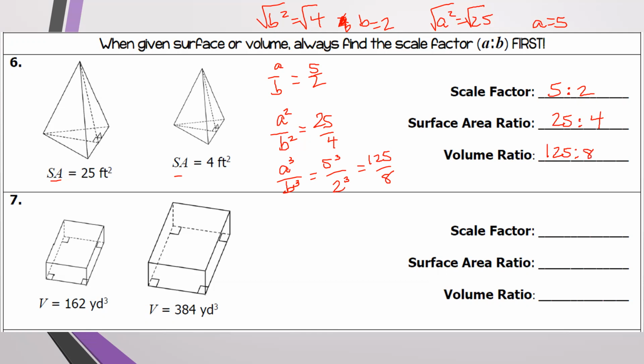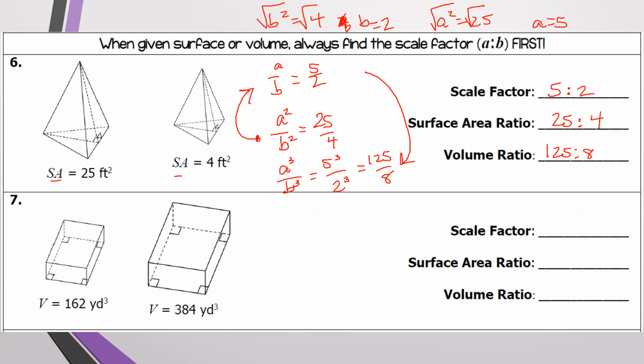So if they give you the surface area, you then have to use that to find the ratio of your perimeter or your scale factor, and then use that to find your ratio volume. Your area and your volume can't talk to each other. You can't go right from area to volume. If they give you area, you have to find your scale factor and use that to find your ratio volume. Same goes the other way.